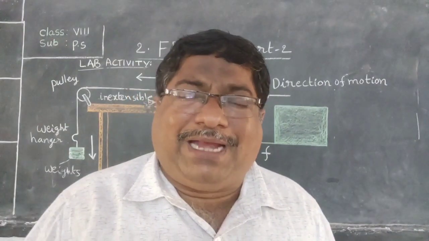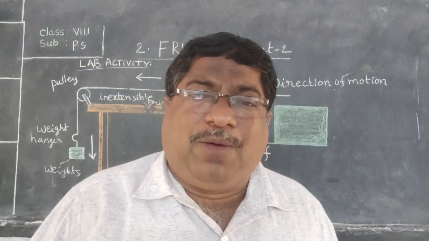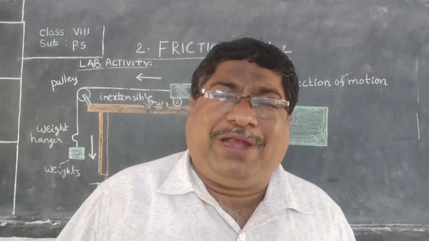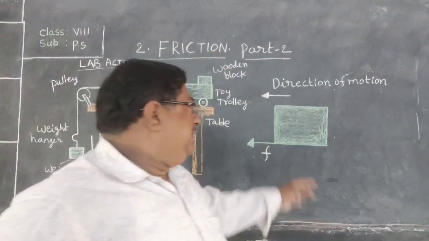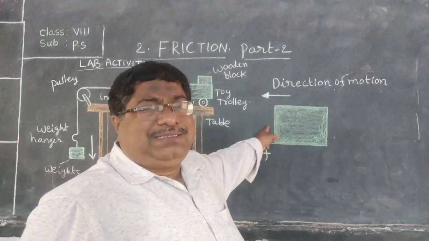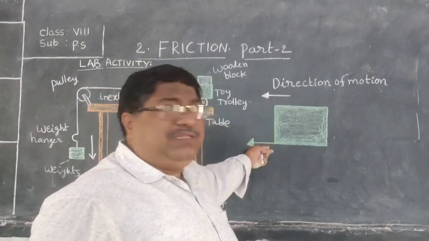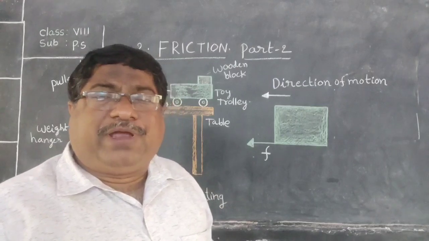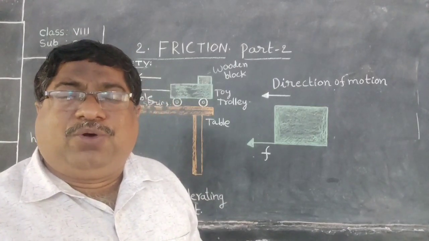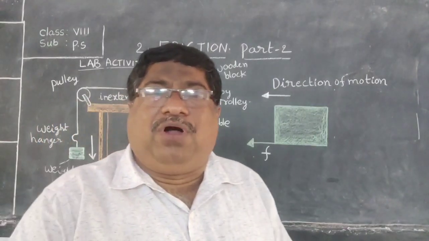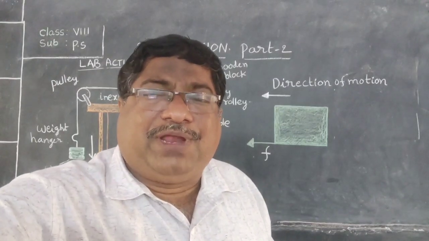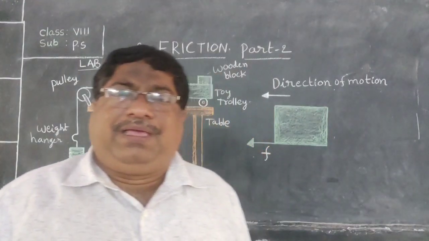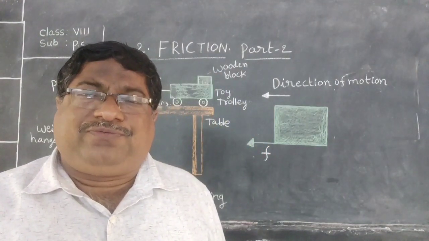In the previous activity, the book moves with respect to the floor. You can take this example also. Consider this is the book and the one below is the floor. The book is moving with respect to the floor. That friction is called sliding friction. Now we can define the sliding friction as follows.